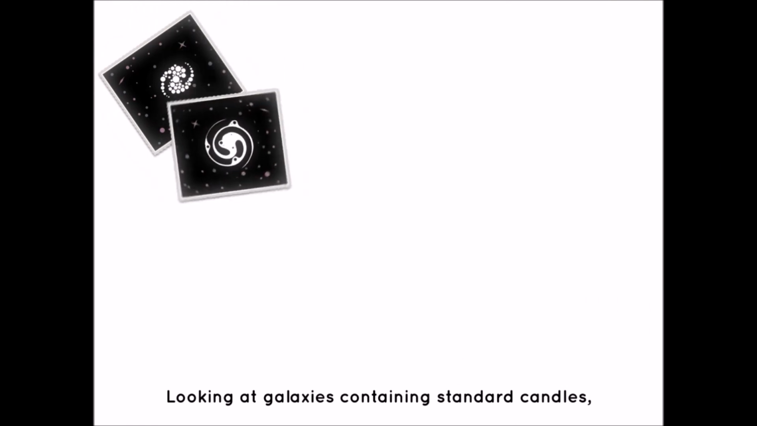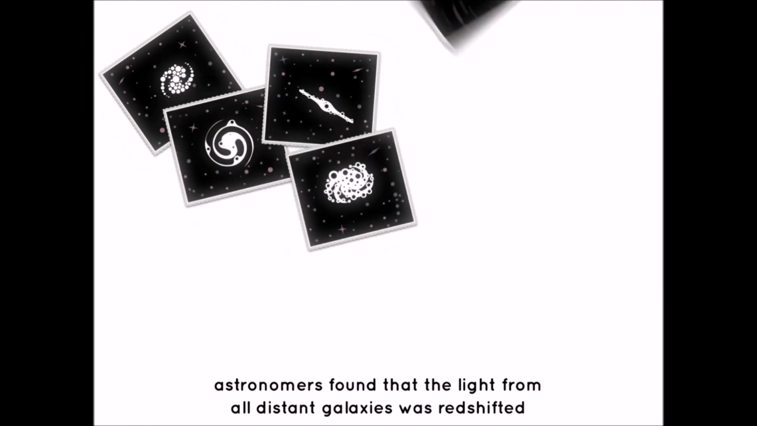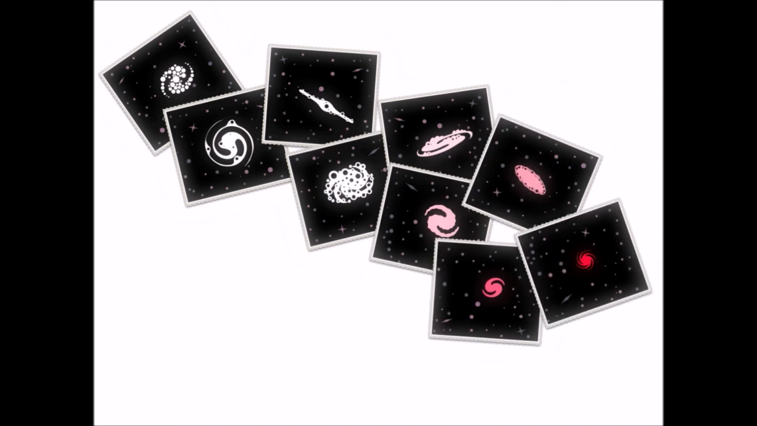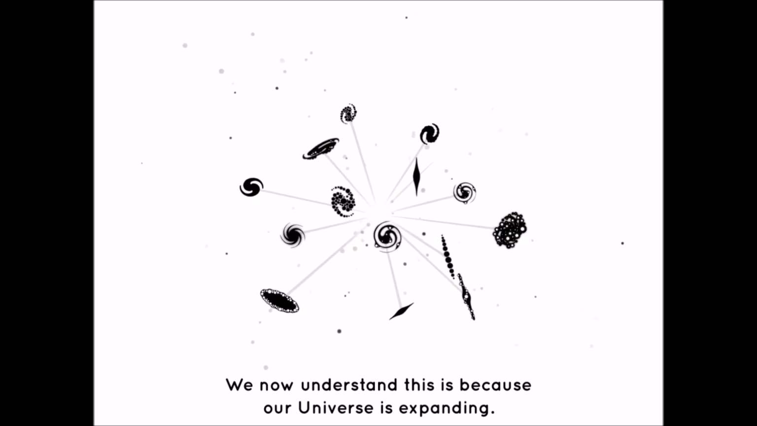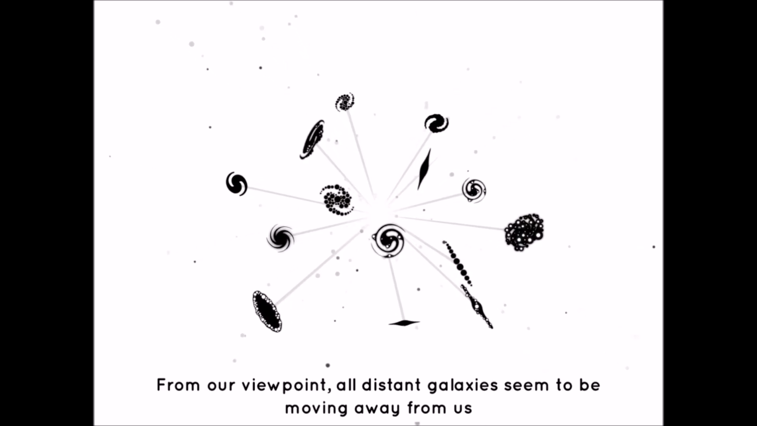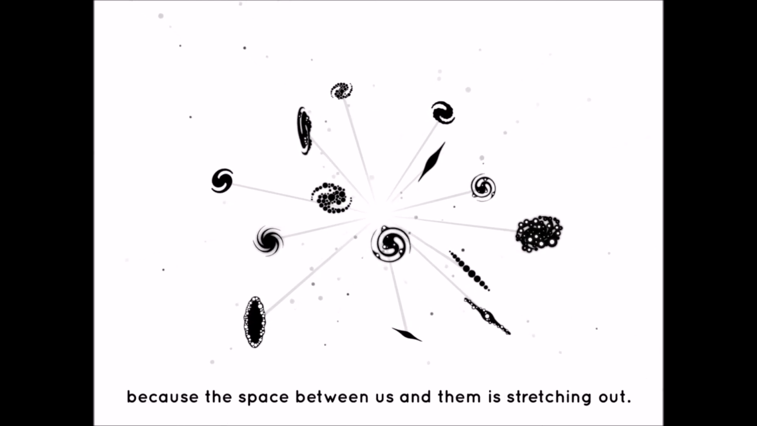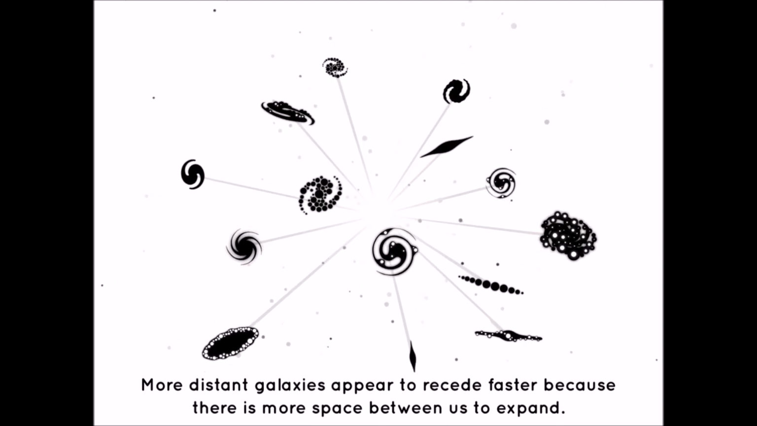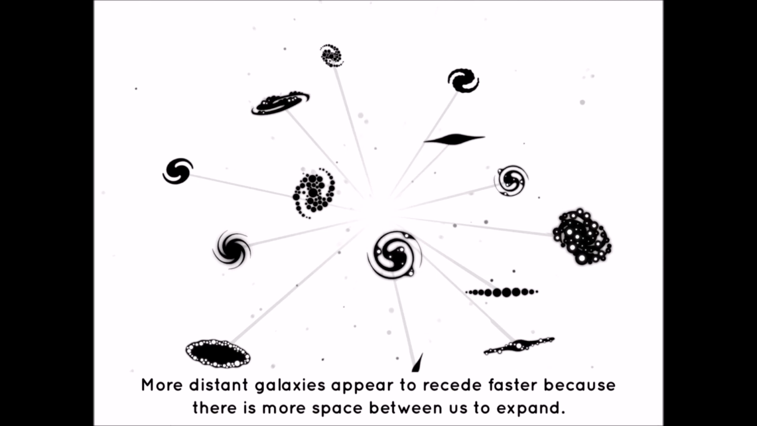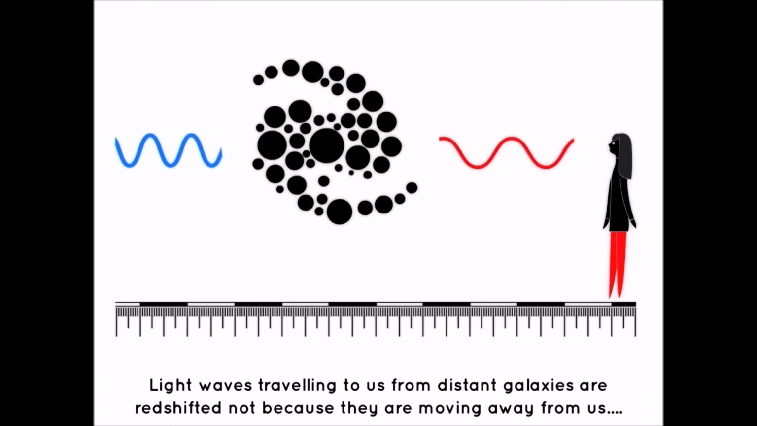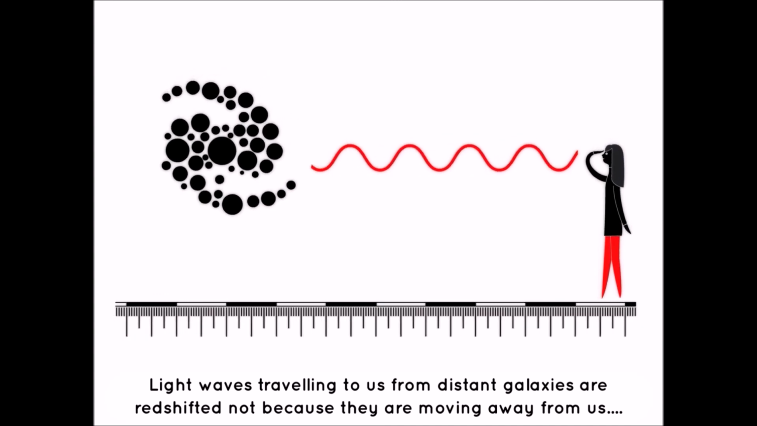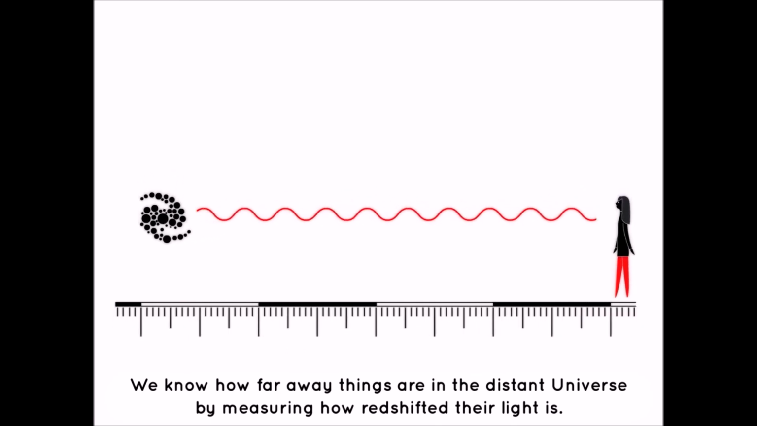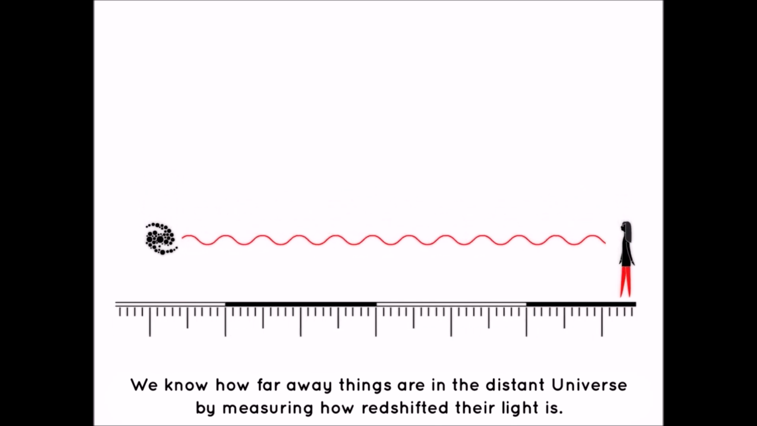Looking at galaxies containing standard candles, astronomers found that the light from all distant galaxies was redshifted. The more distant the galaxy, the greater the redshift. We now understand this is because our universe is expanding. From our viewpoint, all distant galaxies seem to be moving away from us because the space between us and them is stretching out. More distant galaxies appear to recede faster because there is more space between us to expand. Light waves traveling to us from distant galaxies are redshifted, not because they're moving away from us, but because they've been stretched out as they traveled to us through our expanding universe. We know how far away things are in the distant universe by measuring how redshifted their light is.